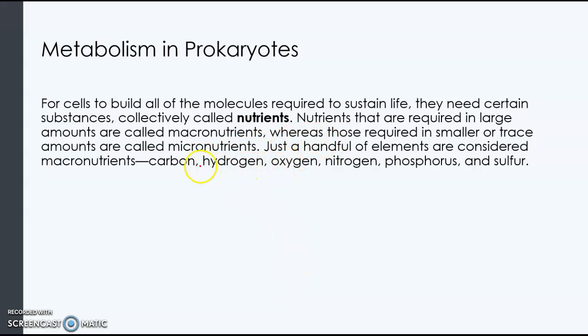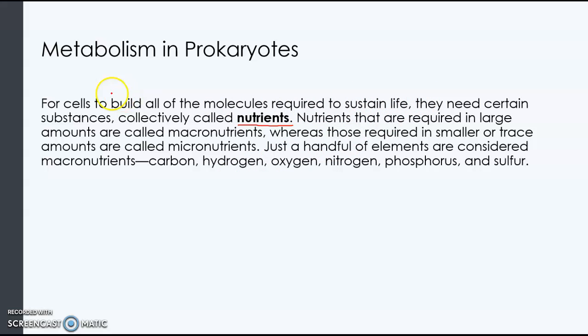Okay, so now we're going to talk about the metabolism of prokaryotes, in other words, how they obtain their energy. So we're going to look at two things in metabolism. We're going to look at what is the energy source and what is the carbon source. So for cells to build all of the molecules required to sustain life, they need certain substances called nutrients. Nutrients can be like amino acids, sugars, carbohydrates.